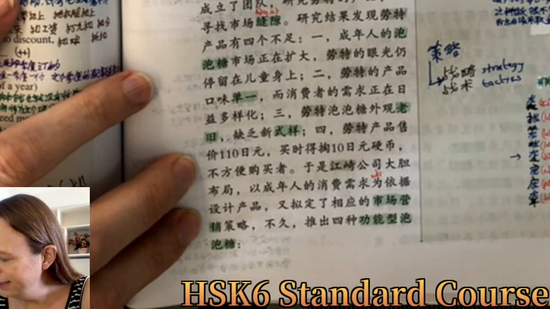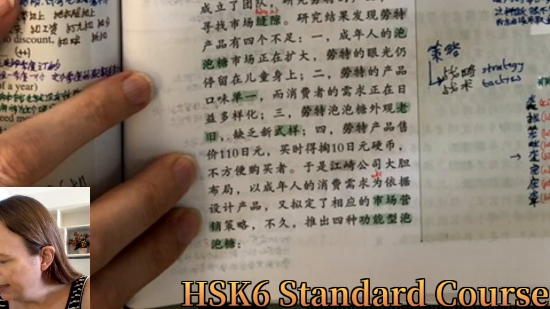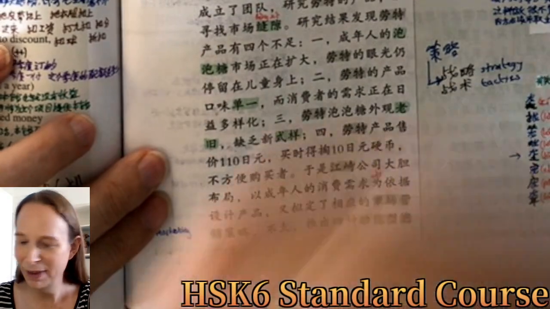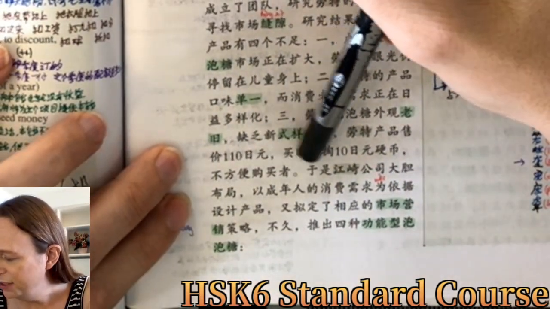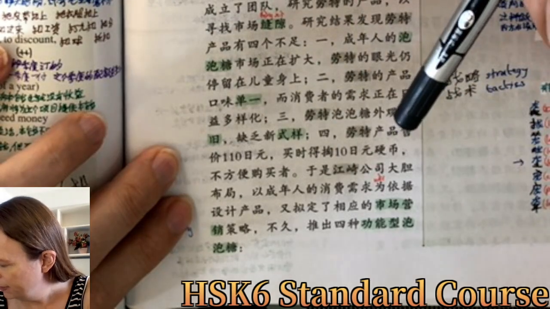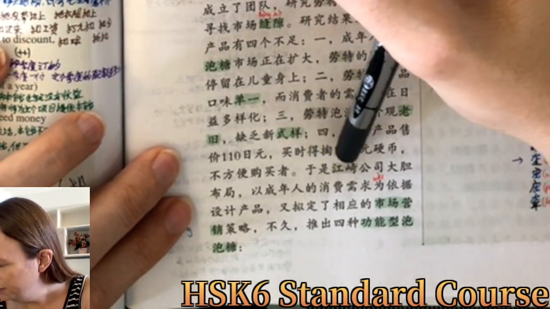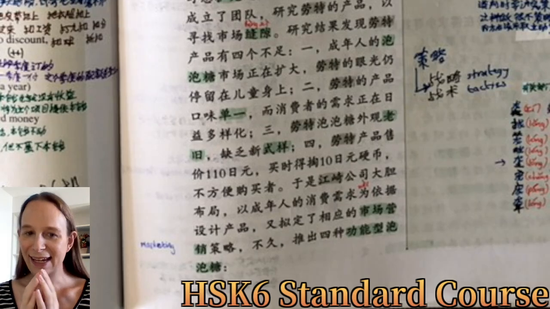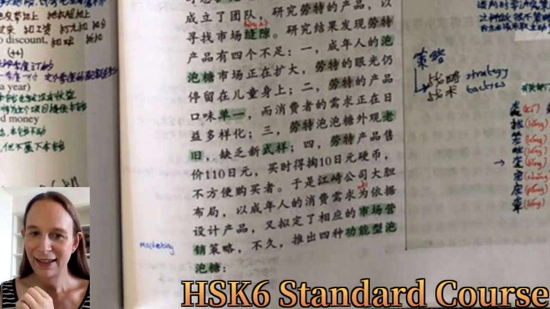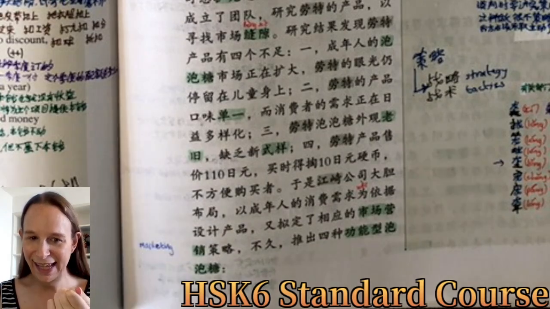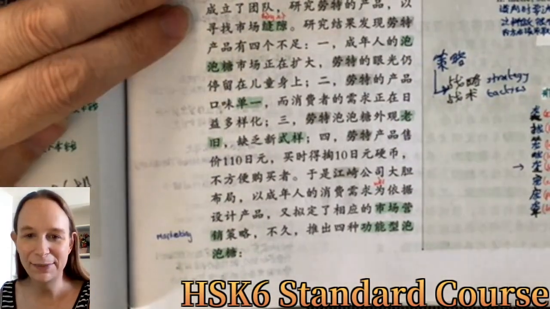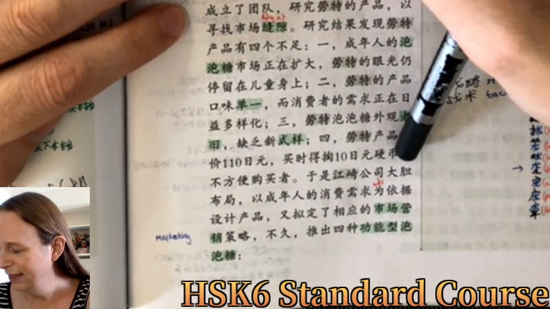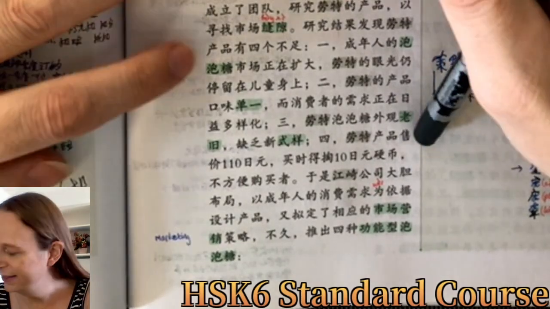4, 劳特产品售价110日元。I have no idea if that's a lot, but it doesn't sound like very much to me. 买时得掏10日元硬币。Okay, the problem is not that it's a lot of money, it's that it's not an even amount of money. You have to find 100 and a 10. Yeah, I have to agree. Sometimes that kind of very minuscule thing, yeah, it makes a difference. It can make a difference.